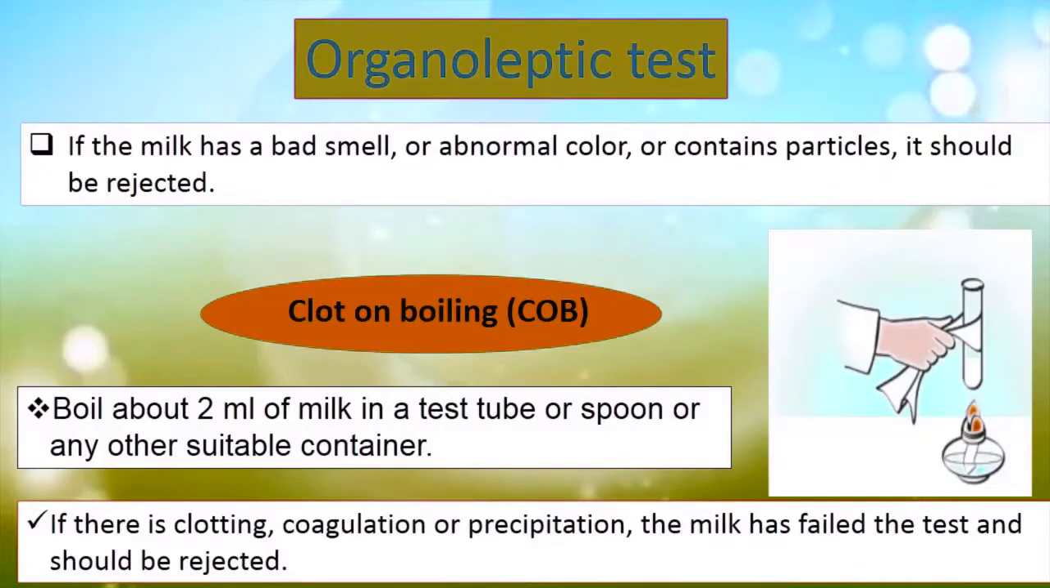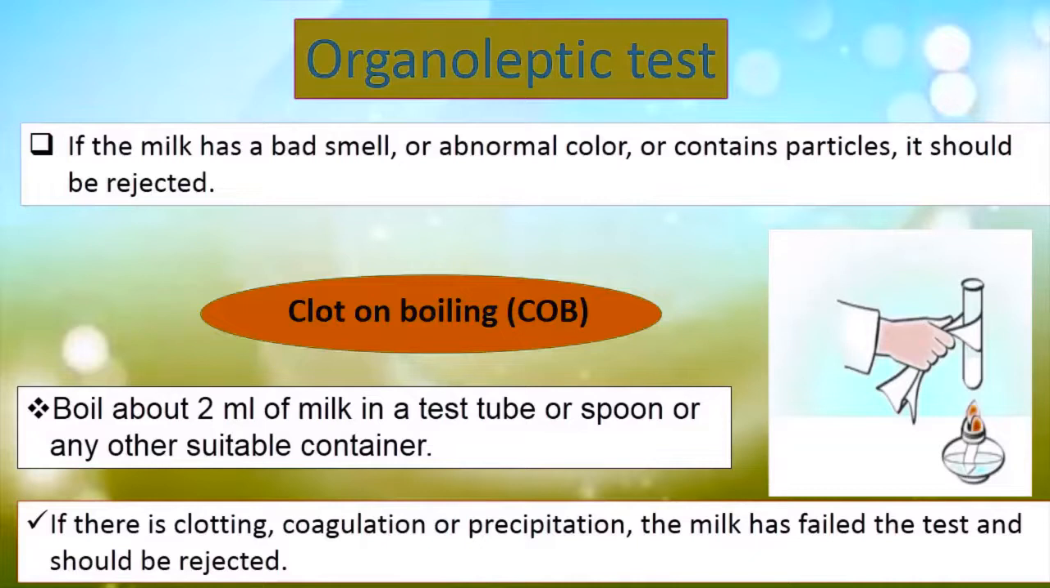First one, organoleptic test. This is the simplest test compared to the remaining ones. Just looking by your eyesight and smelling, you can judge the milk quality. If the milk has a bad smell or abnormal color or contains particles, it should be rejected. That is organoleptic test.